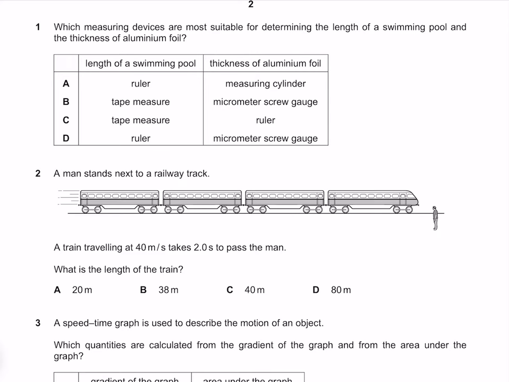For a swimming pool, we'd need to cover a large distance, which we could do with a tape measure, but not a ruler. For the aluminium foil, a measuring cylinder is no good because that measures volume. A ruler would be too large. A micrometer screw gauge is what we'll want. So the answer is B.